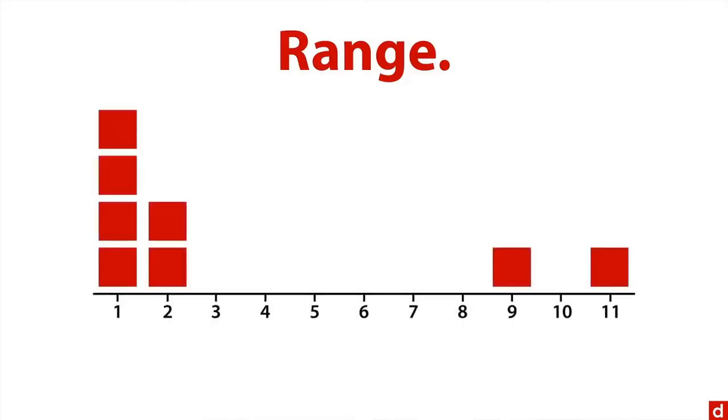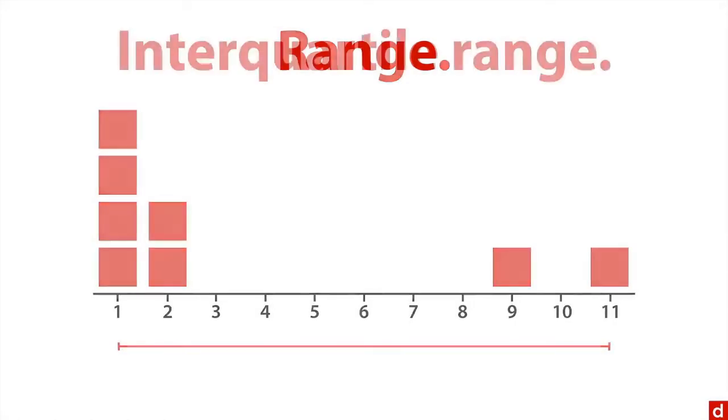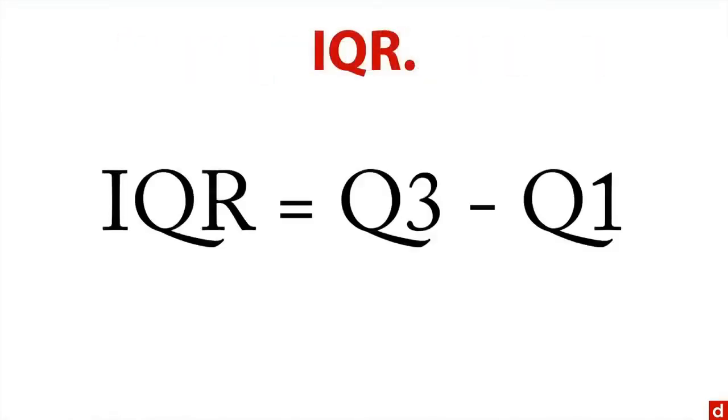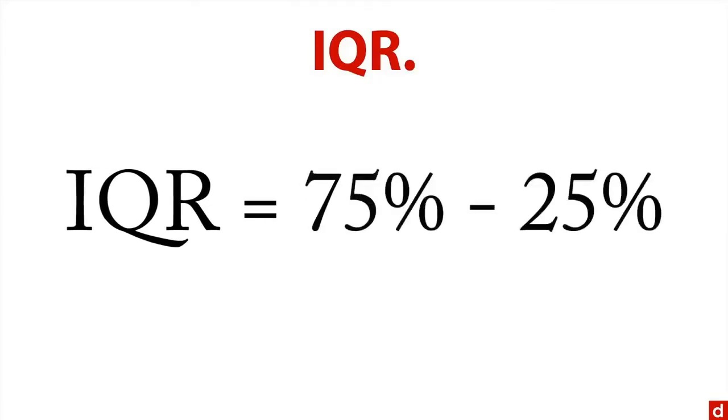And I can show you that here on our chart. It's just that line there at the bottom from the 11 down to the 1. That's a range of 10. The interquartile range, which is usually referred to simply as the IQR, is the distance between Q3, which is the third quartile score, and Q1, which is the first quartile score. If you're not familiar with quartiles, it's the same as the 75th percentile score and the 25th percentile score.